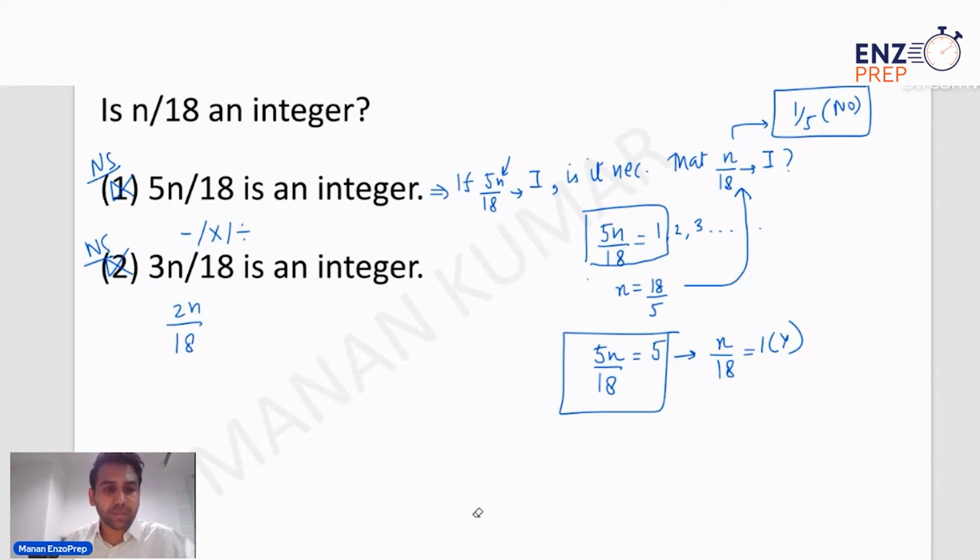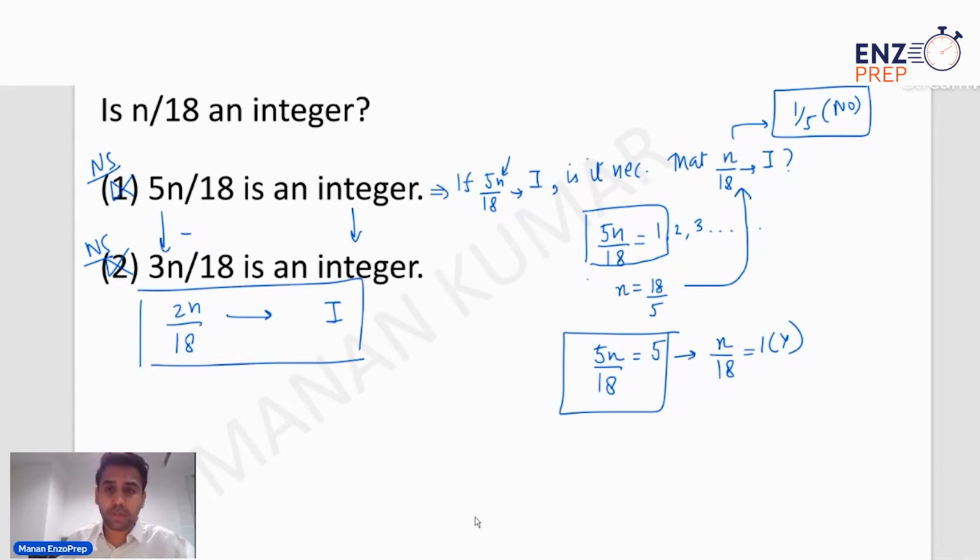So if you simply subtract the two statements, you'll get 2n by 18 is an integer, because one integer minus another integer has to be an integer. Now what do we have? Again, only plug in values when you're absolutely certain there is no more scope for simplification. As you can see, there is still some scope for simplification. How can we simplify it even further?